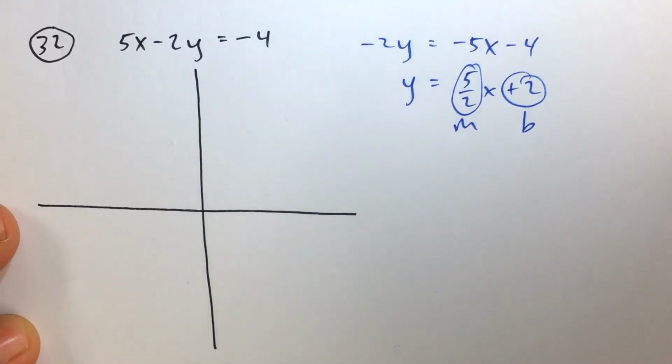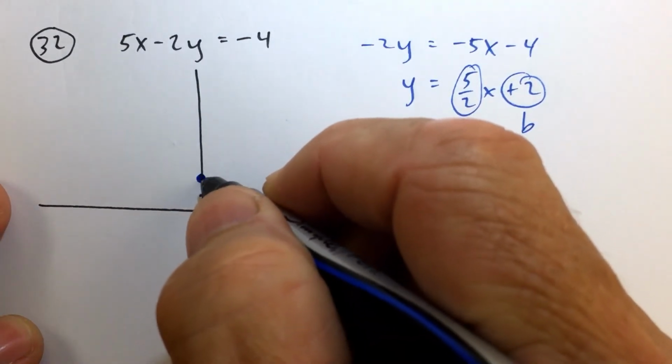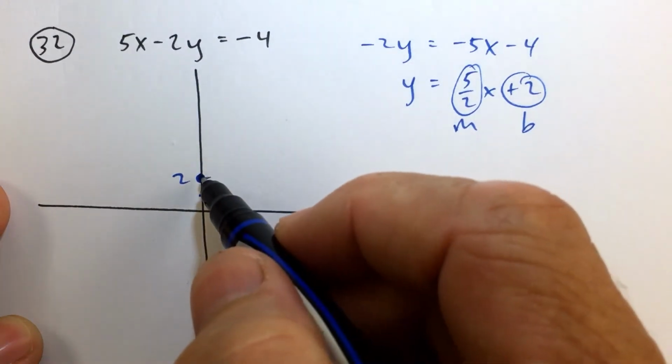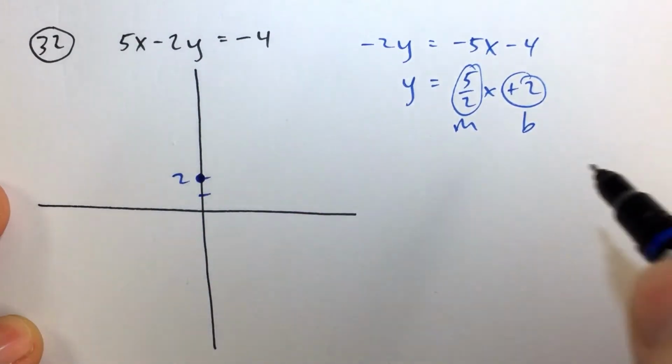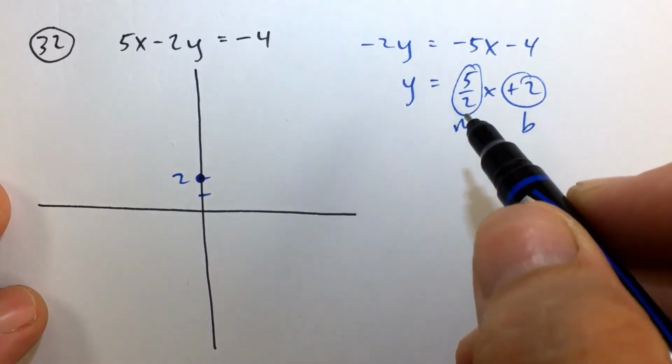And anytime you can get those two pieces of information, then just plot the y-intercept here. You know that the line goes through the y-axis at y equals 2, so you can put a dot right there. And then from that point, you can use the slope to find another point on the line.